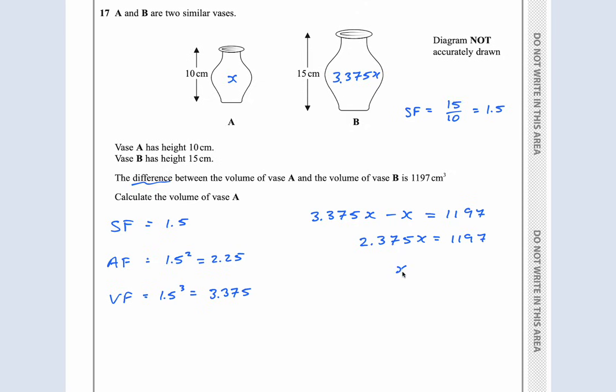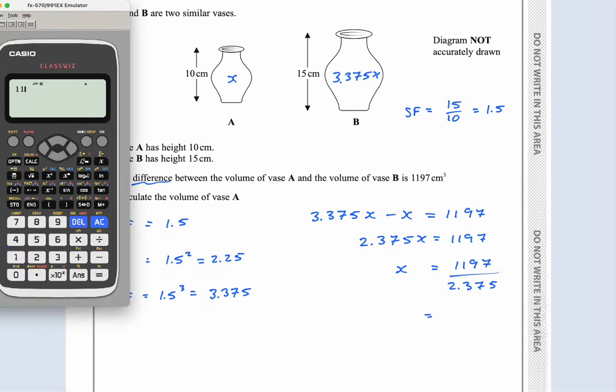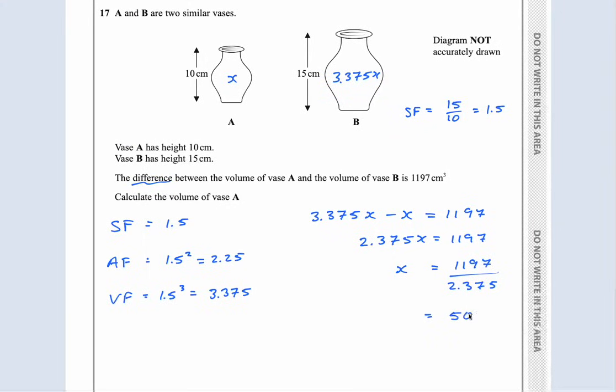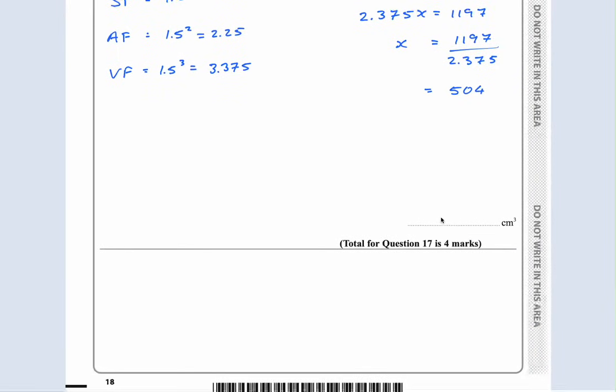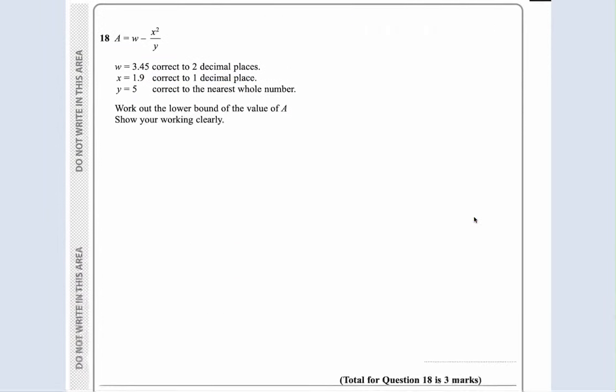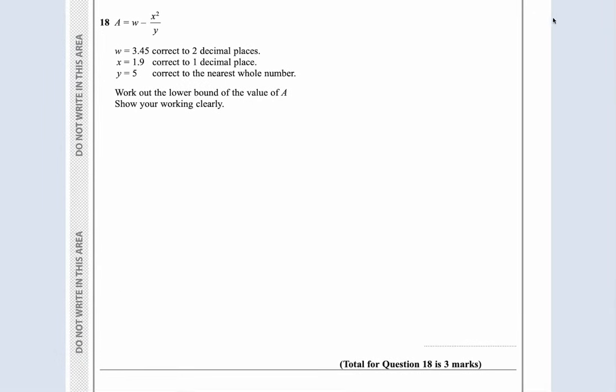And this is equal to 1197 divided by 2.375, and hopefully guys this gives me the correct answer. So 1197 divided by 2.375, we get 504, which is correct. 504, and it is centimeters cubed, so I better write it here. 504 centimeters cubed.